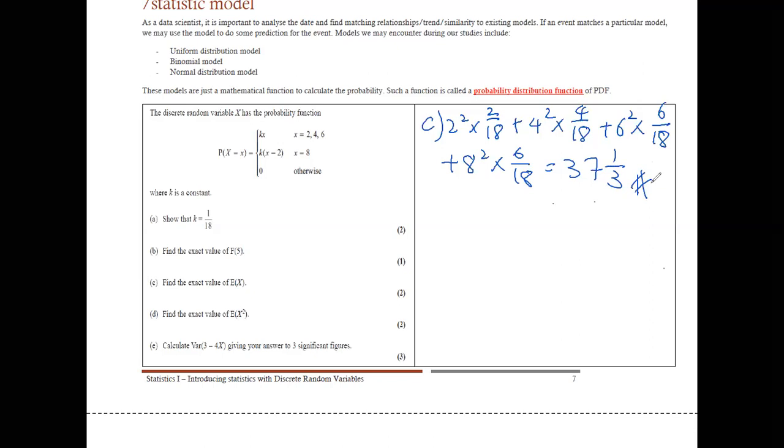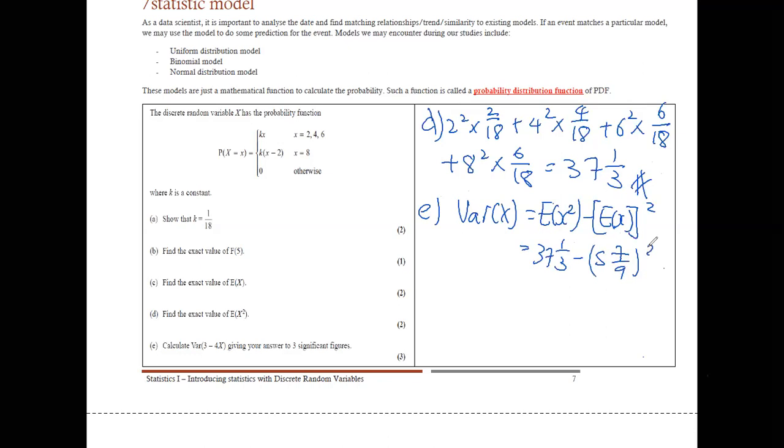Okay, so since I have everything here, for E, I can calculate the Var(x) by using the formula of expectation of x squared minus the square of the expectation of x. So expectation of x squared is from D, which is 37 1/3, minus the one from C, which is 5 7/9 squared. Let's do it. This will be 3.95.